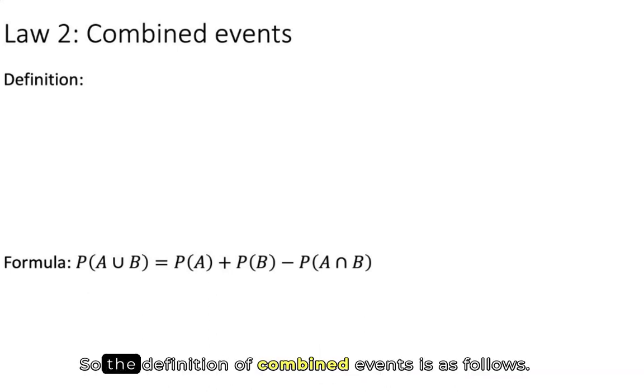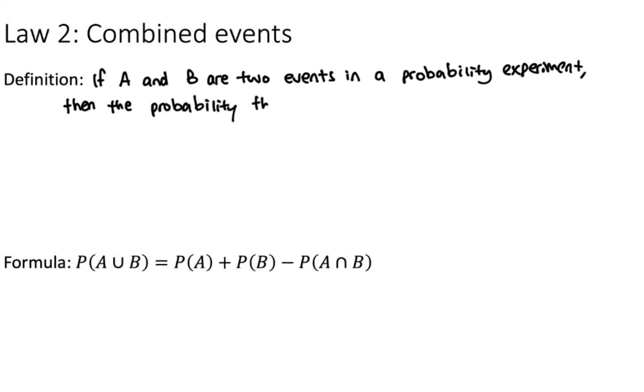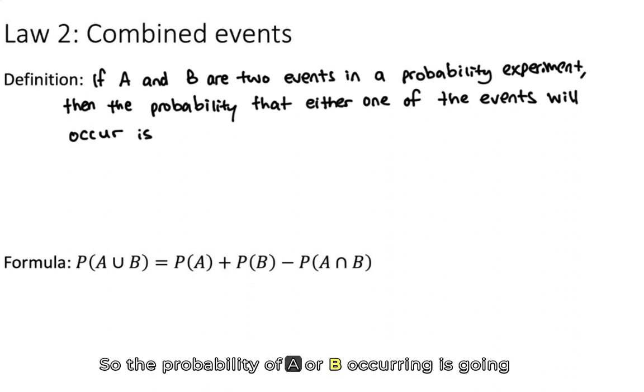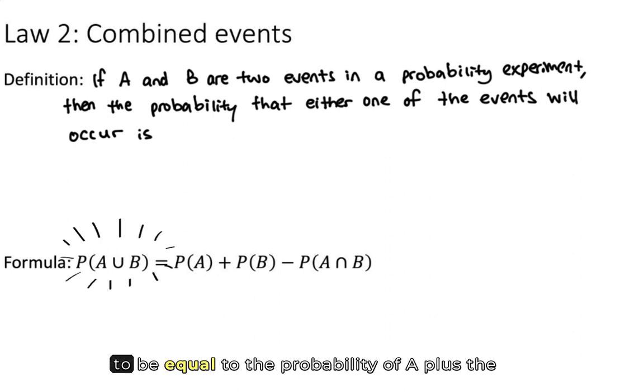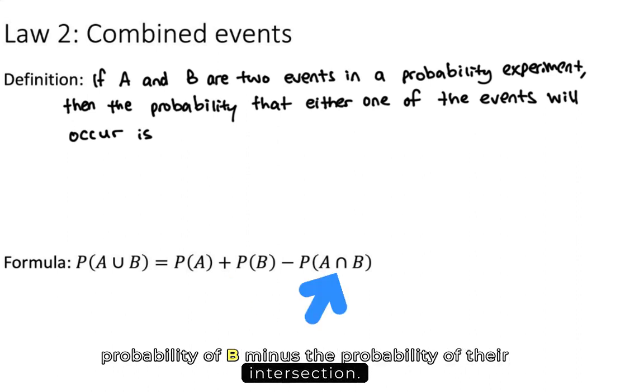Let's get started. So the definition of combined events is as follows. If A and B are two events in a probability experiment, then the probability that either one of these events will occur is given by the following formula. This is true for all events. So the probability of A or B occurring is going to be equal to the probability of A plus the probability of B minus the probability of their intersection.